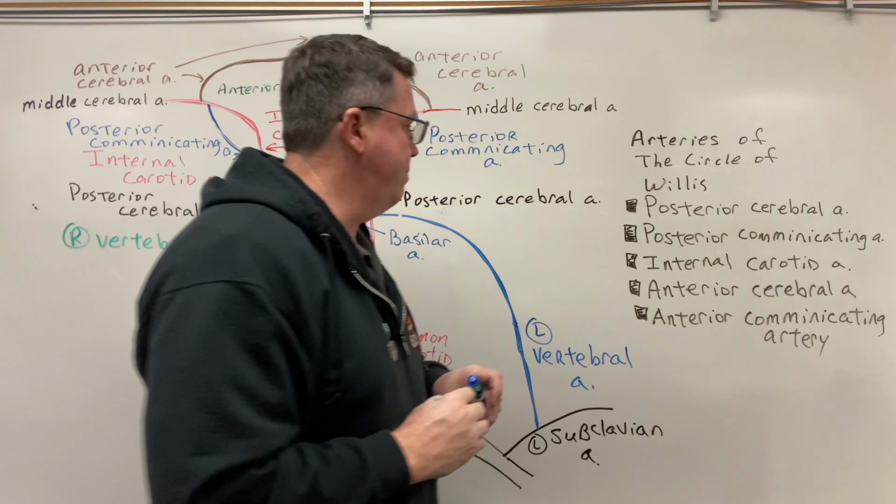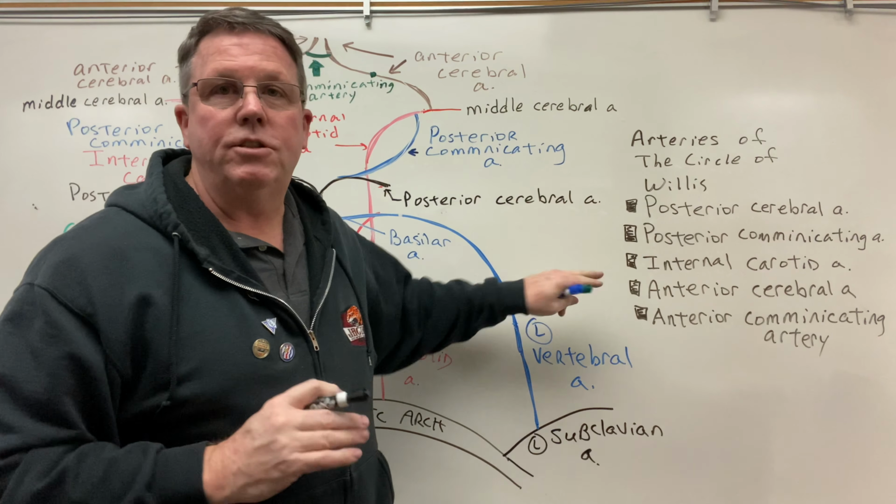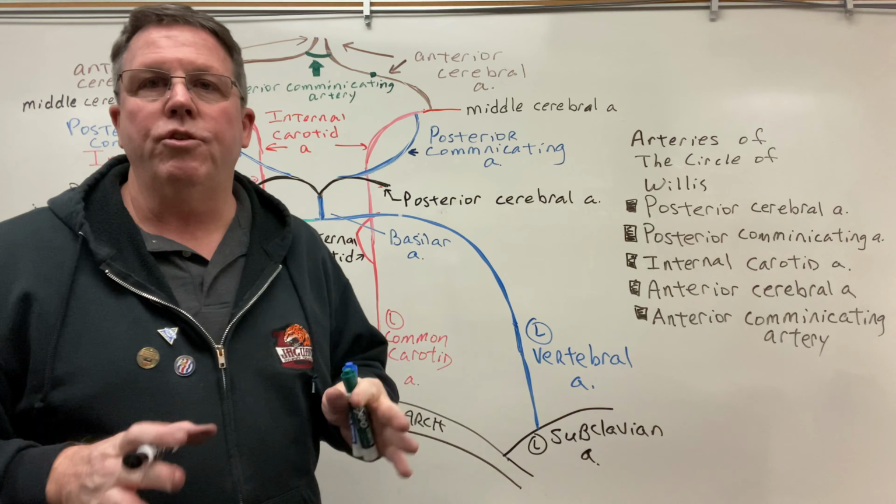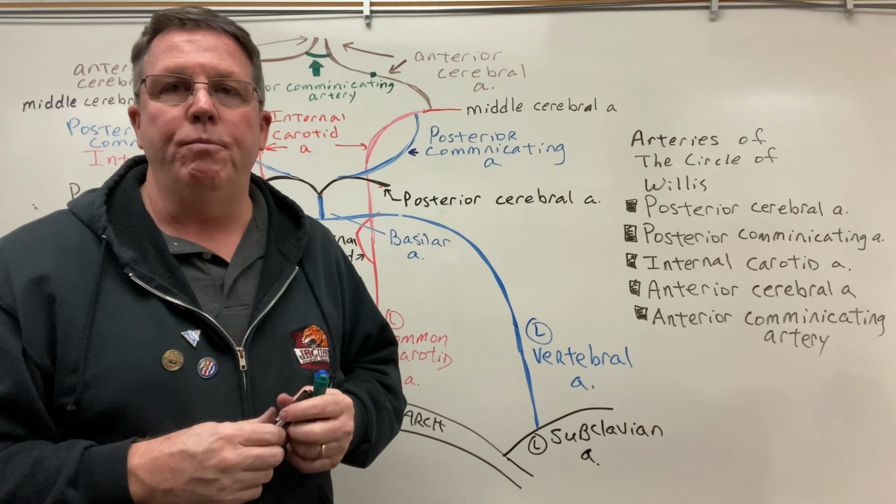Okay, so you can see it's basically made up of 5 different arteries. There's 2 of each one. And again, it forms a circle, so that way blood can be delivered around the brain.